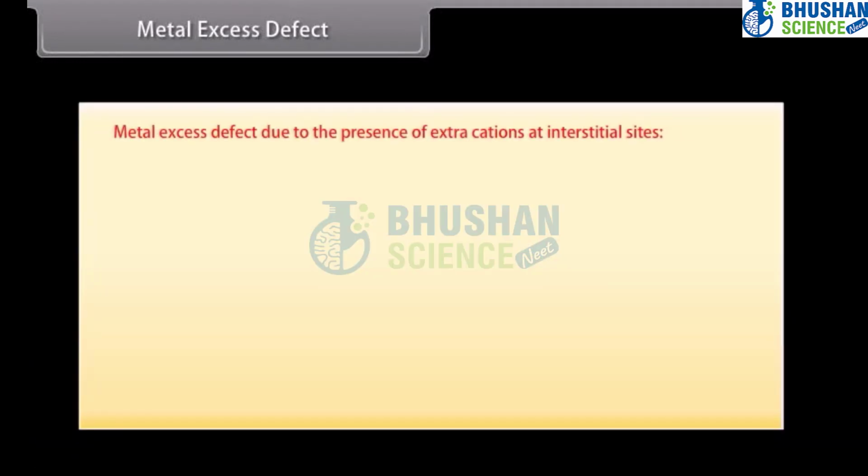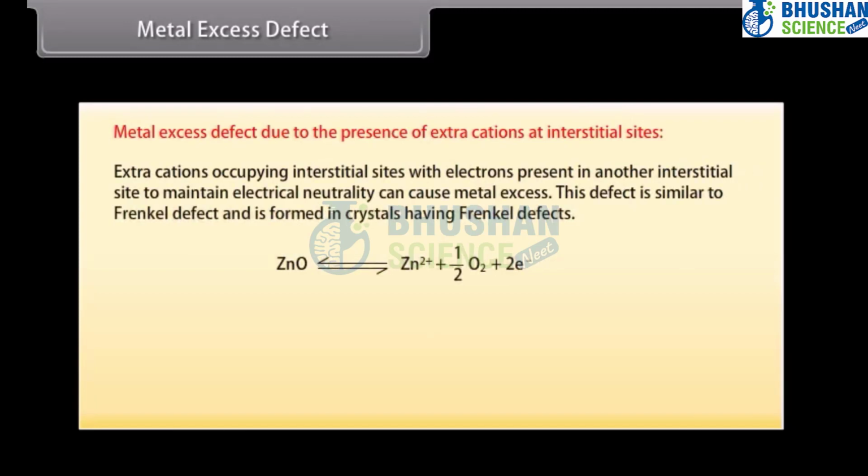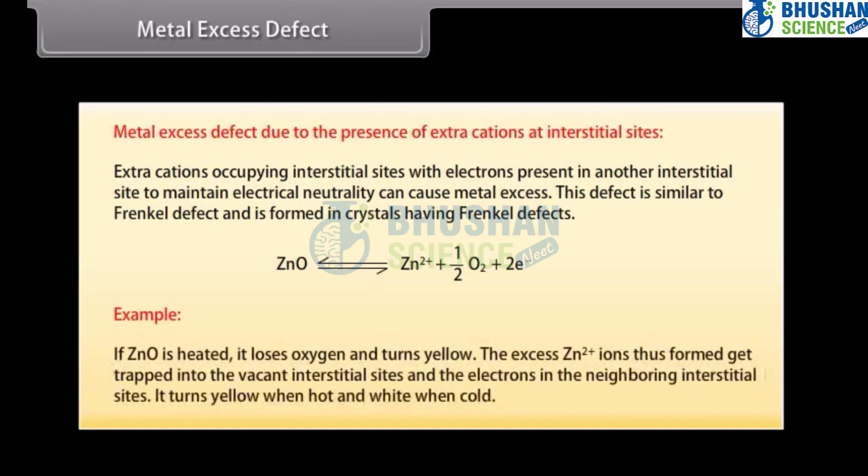Metal excess defect due to the presence of extra cations at interstitial sites. Extra cations occupying interstitial sites with electrons present in another interstitial site to maintain electrical neutrality can cause metal excess. This defect is similar to Frenkel defect and is formed in crystals having Frenkel defects. Example: if ZnO is heated, it loses oxygen and turns yellow. The excess Zn2+ ions thus formed get trapped into the vacant interstitial sites and the electrons in the neighboring interstitial sites. It turns yellow when hot and white when cold.